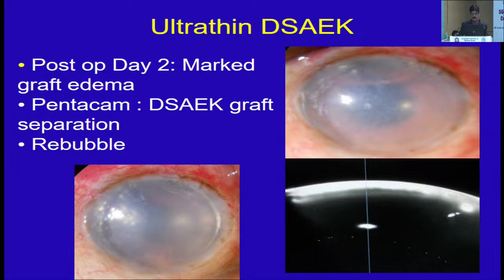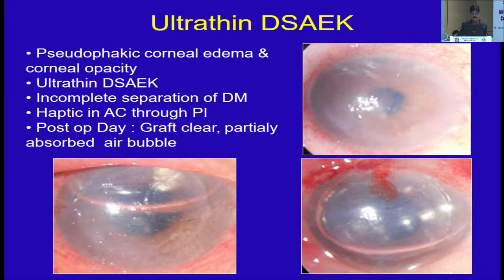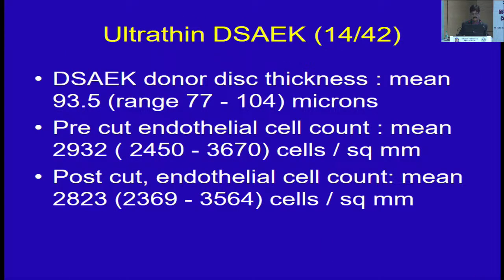So I would like to emphasize that even the Pentacam can give you an idea that the lenticule is separated. So we gave the air injection and it improved significantly. This is the second case where we have done ultra-thin DSEC with endosaver, with a good result. These are the donor parameters which we have used. Most of the times the thickness is less than 100 micron, and I have used thickness up to 77.